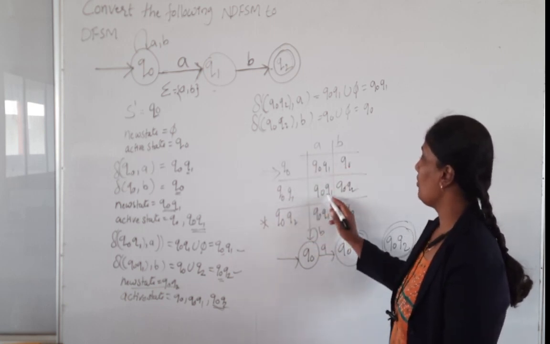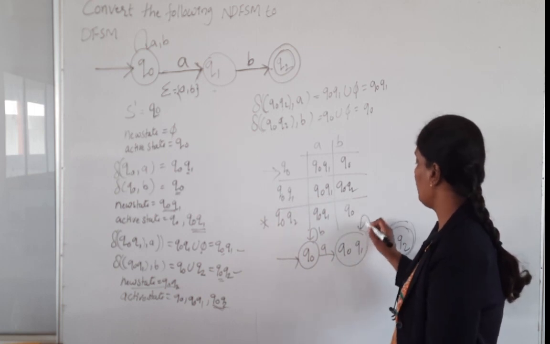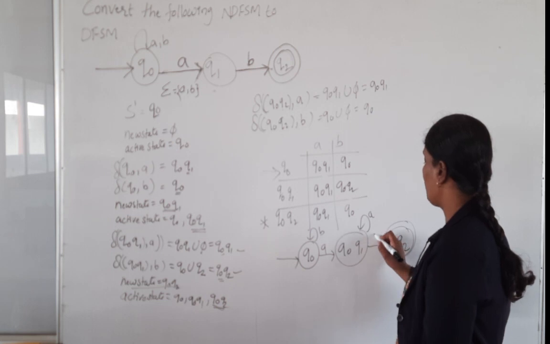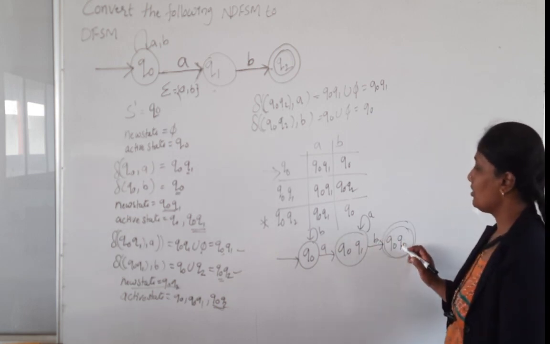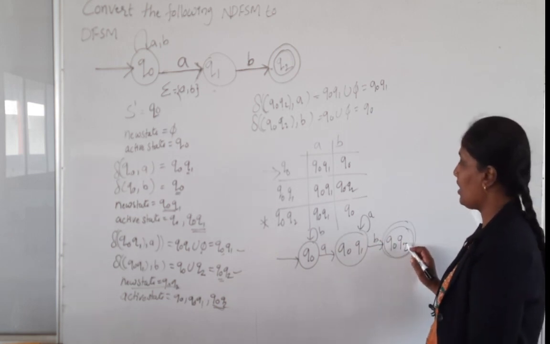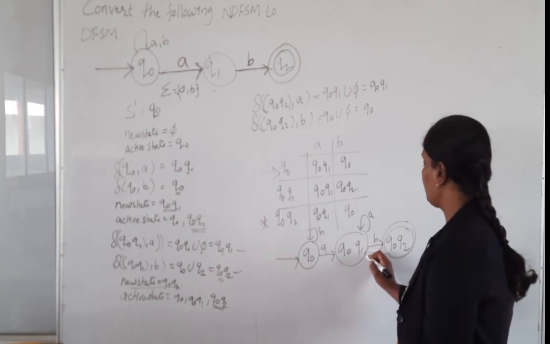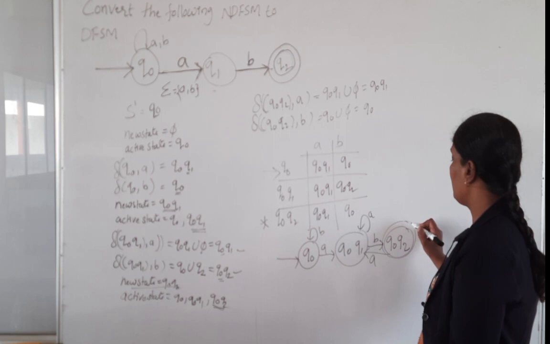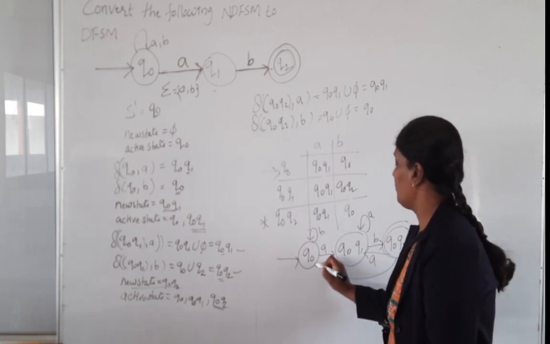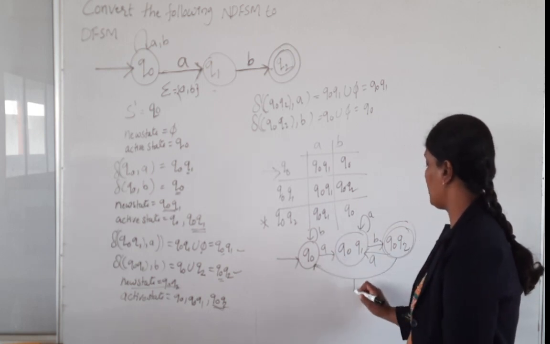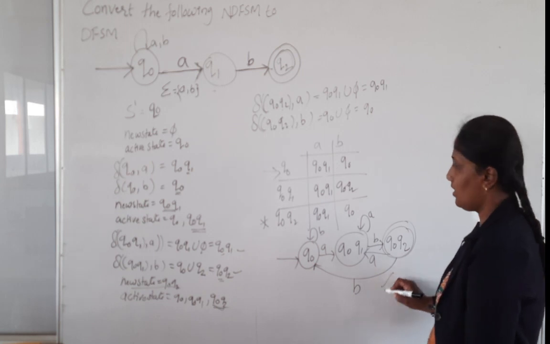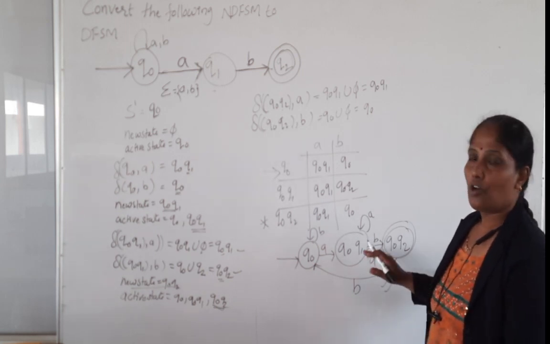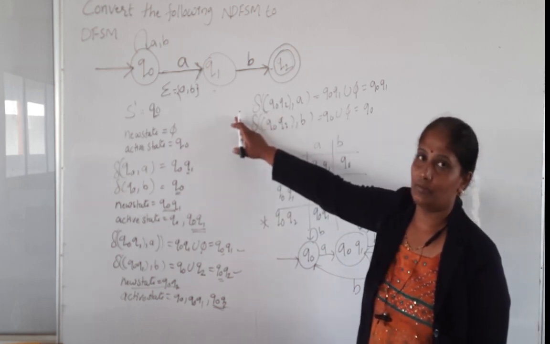Next, Q0, Q1 of A, Q0, Q1. Next, Q0, Q1 of B, I will move to the next state. Next, Q0, Q2 of A, Q0, Q1. Next, Q0, Q2 of B, where I move to the Q0 state. So this is the DFSM for the given NDFSM.